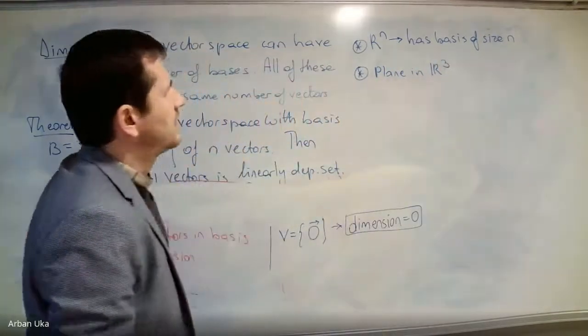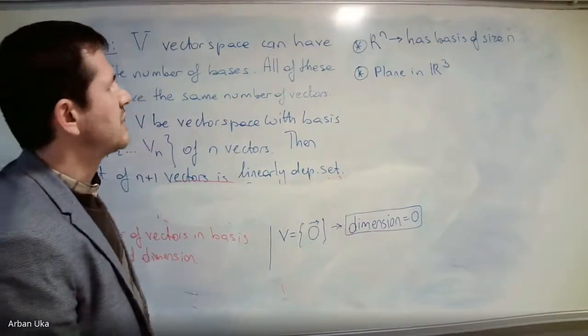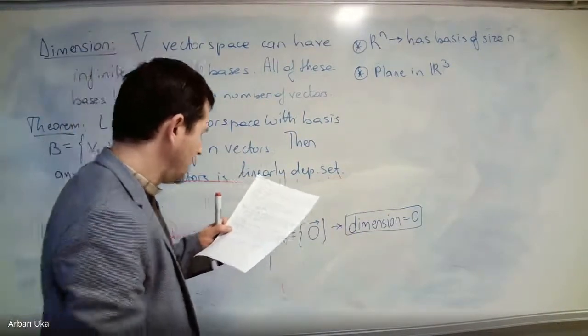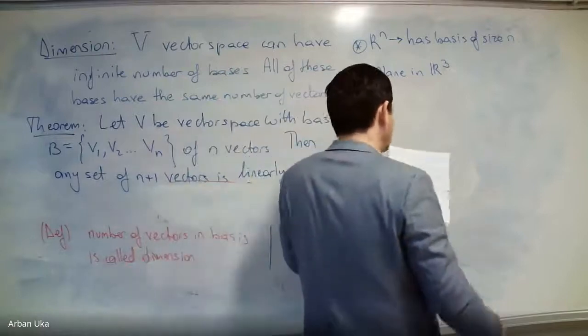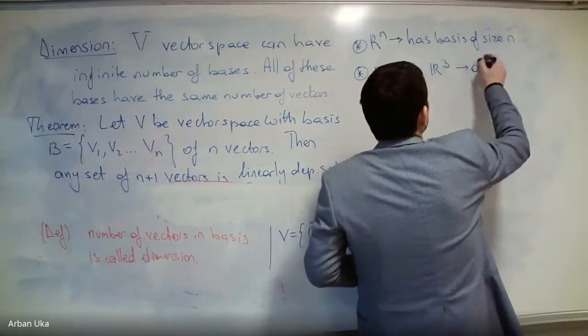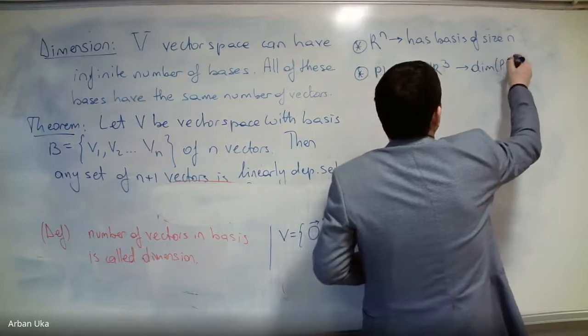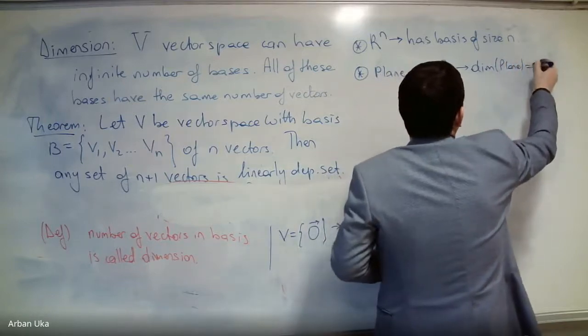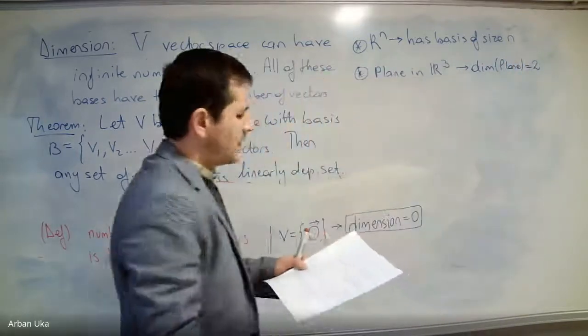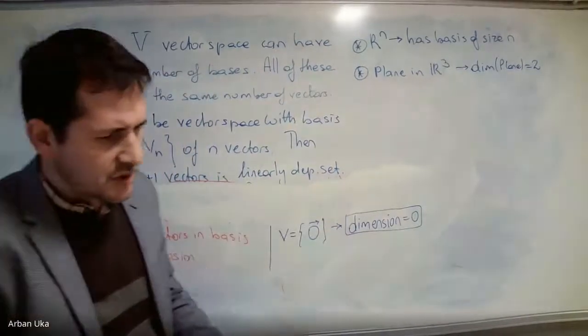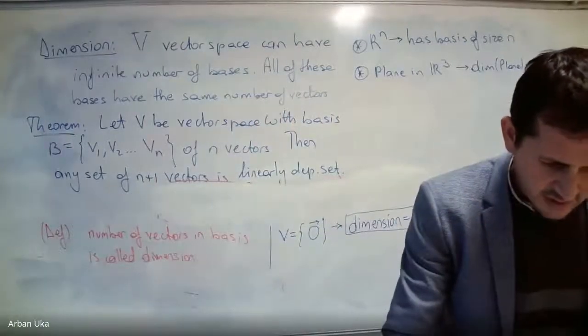So a plane in a three-dimensional space. What is the dimension of a plane in R cubed? The dimension of a plane, which can be found in the three-dimensional space, is equal to 2.